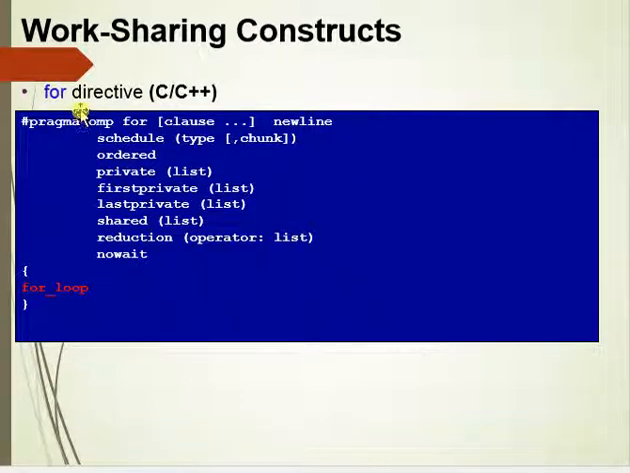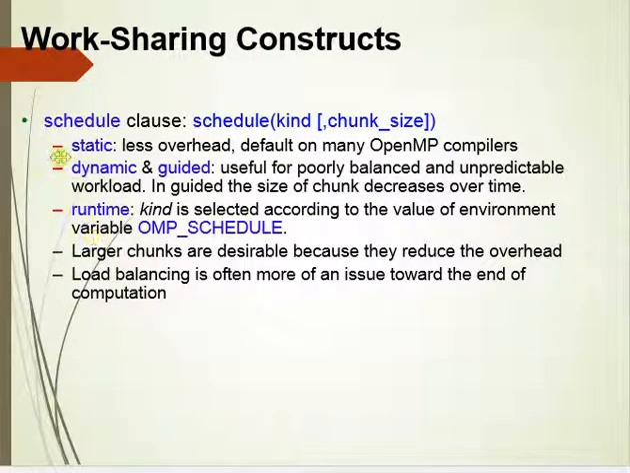This is how we represent the for directive in C or C++. This is a clause, which is an optional schedule type and chunk. Chunk may be the size of a memory. The ordered, private, firstprivate, lastprivate, shared and reduction are the variables, and this is the for loop. These are all the terms we used in the previous syntaxes.